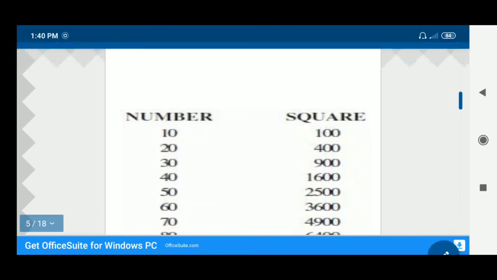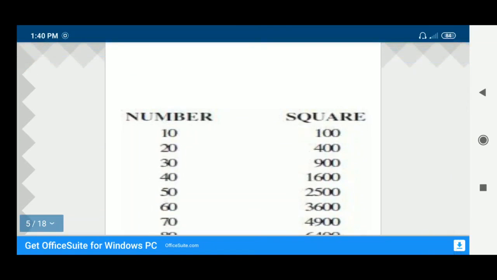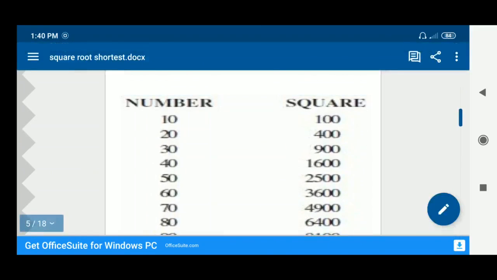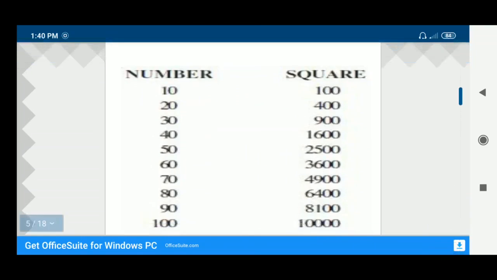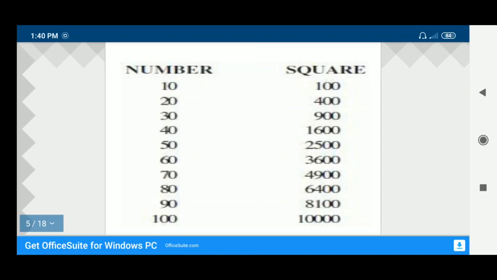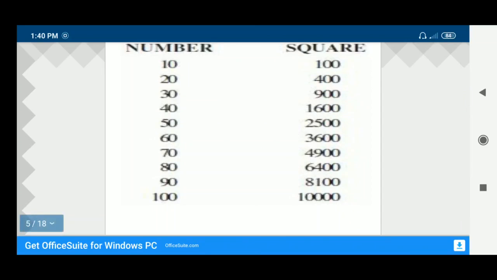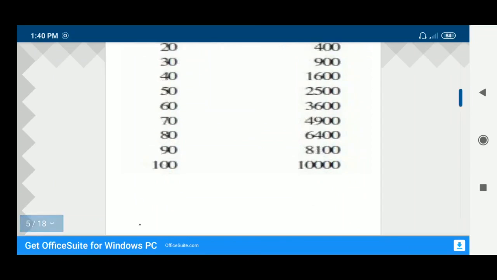Third table. We already know the numbers from 1 to 10 and their squares, so it will be easier for you to find the squares of 10, 20, 30, 40 up to 100. If the number is 10, square is 100. 20, square is 400. 30, square is 900. 40, 1600. 50, 2500. 60, 3600. 70, 4900. 80, 6400. 90, 8100. And 100 will be 10,000.